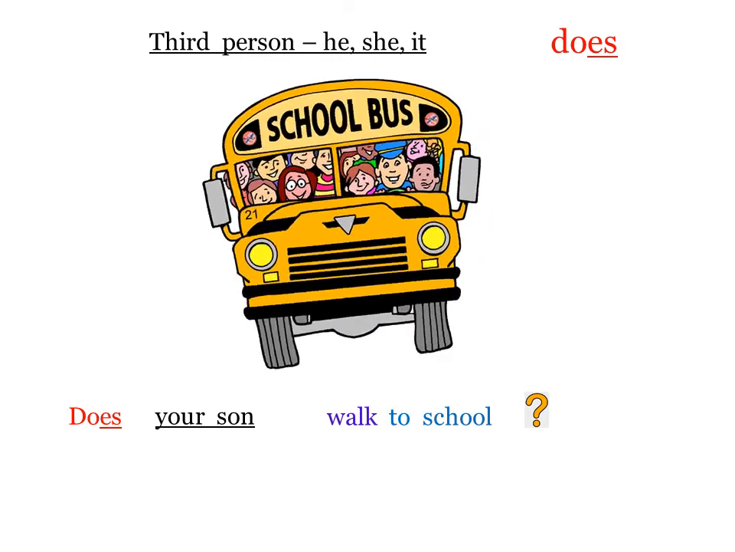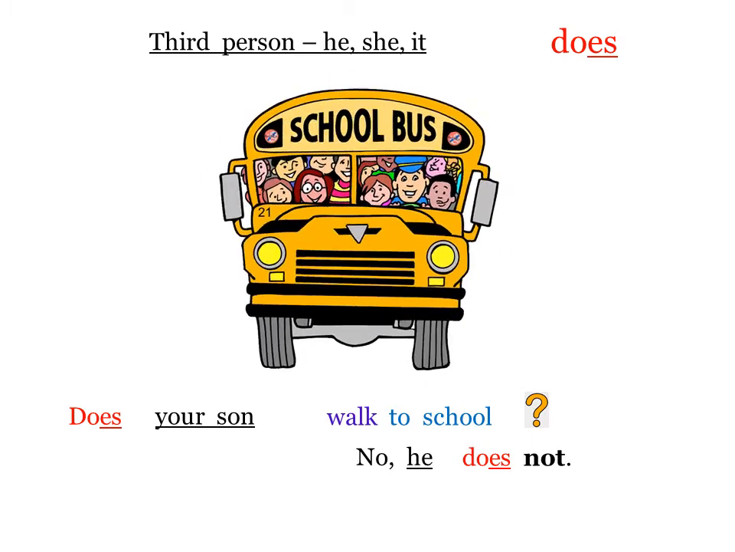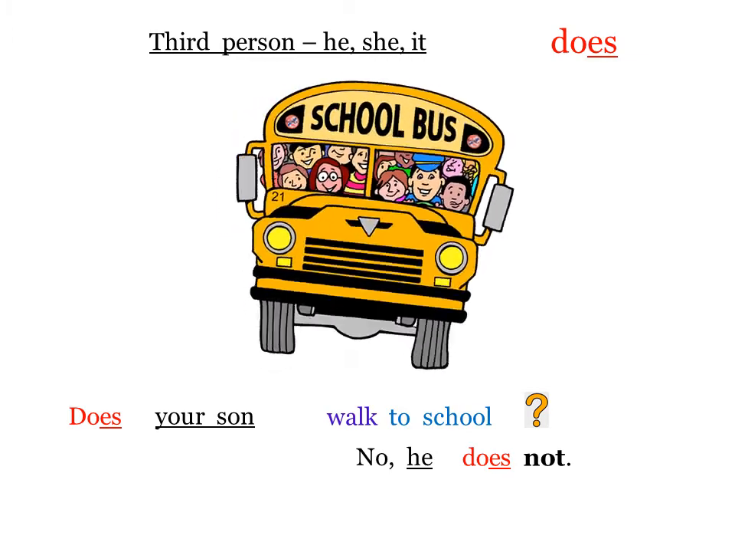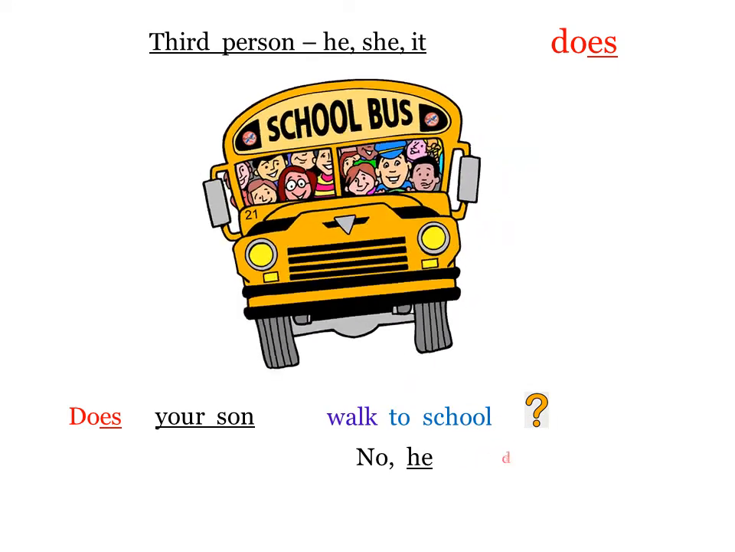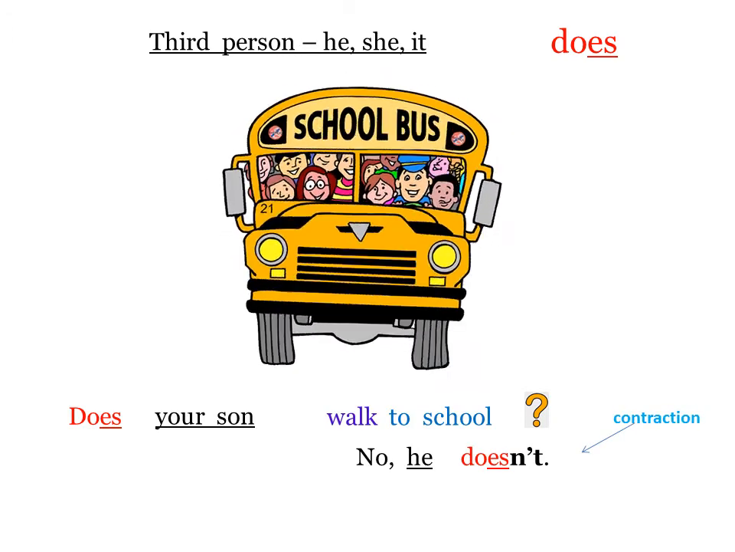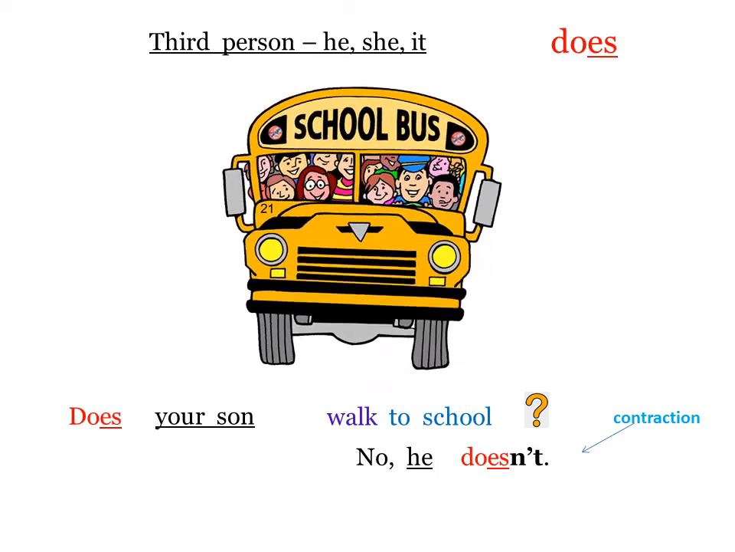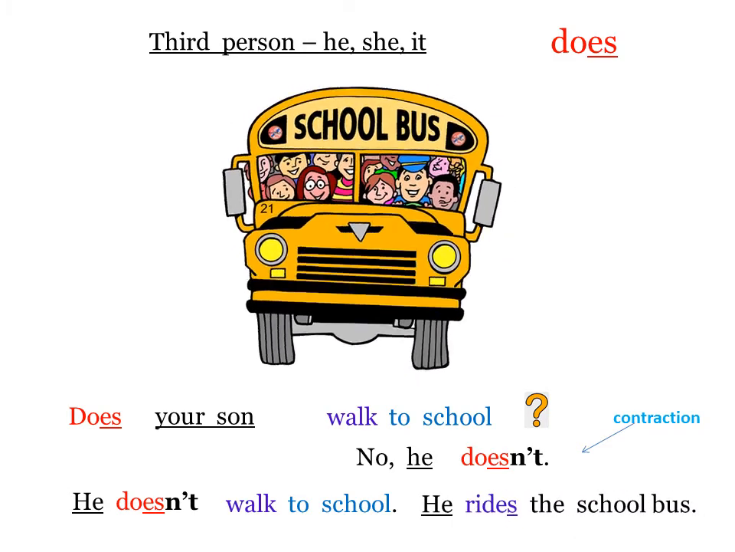Does your son walk to school? No, he does not. So once again, we use a contraction. We have does not, two words, to make one word, doesn't, making a contraction. No, he doesn't. And a negative sentence, he doesn't walk to school. He rides the bus. He rides the school bus.